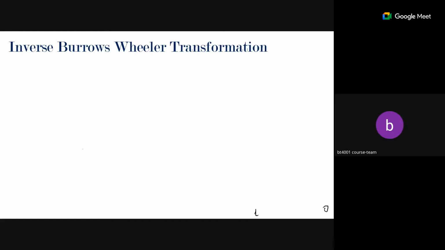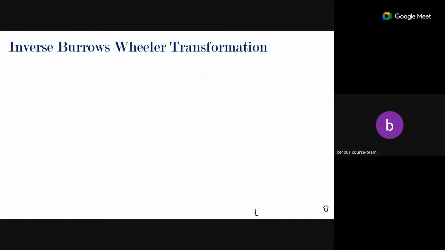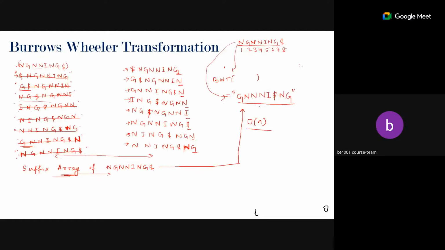Okay. So, anyways, now coming to the inverse Burrows-Wheeler transformation. What the inverse Burrows-Wheeler transformation does is, it's the decoding method. This is the encoding method. So we are encoding this string to this. Now we are going to decode it from this particular encoding to this one.